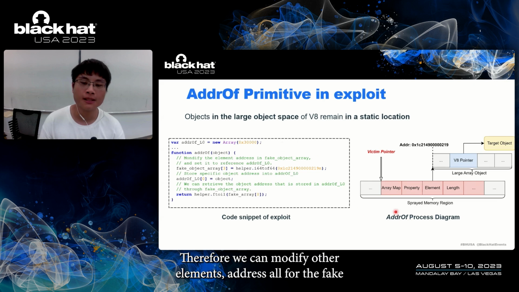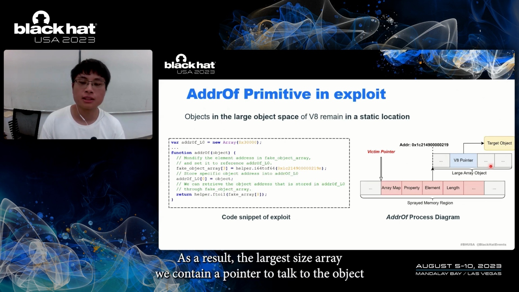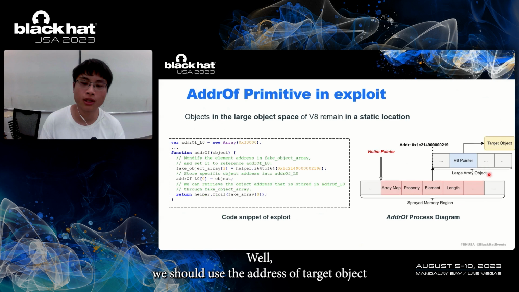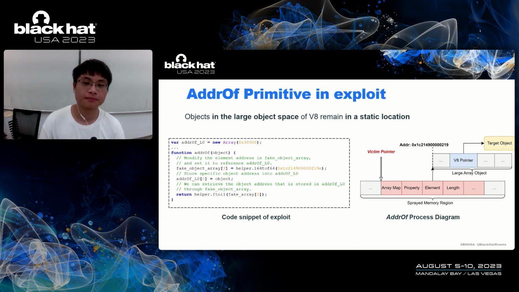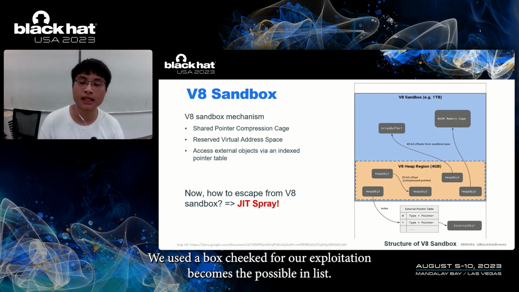Therefore, we can modify the element address of the faked JS array to this static address and store the target object to be leaked in the large size array. As a result, the large size array will contain a pointer to the target object, and we can directly read the original value, which is the address of the target object, from the large array through the faked JS array. Once arbitrary memory read-write capabilities to leak arbitrary object addresses within the V8 sandbox are achieved, further exploitation becomes possible.